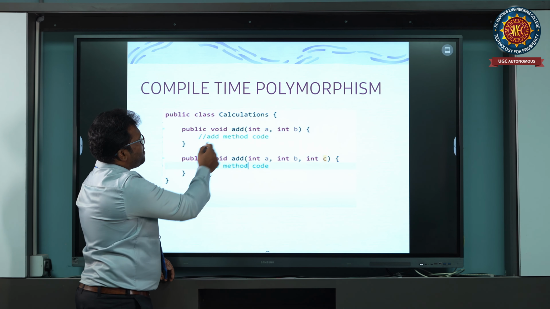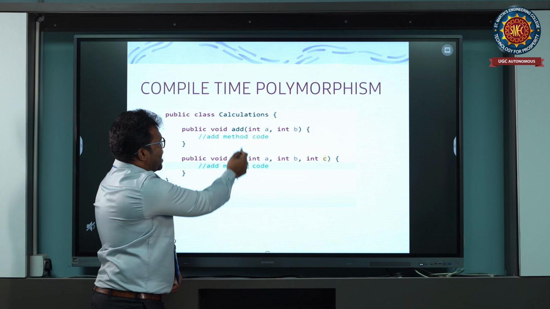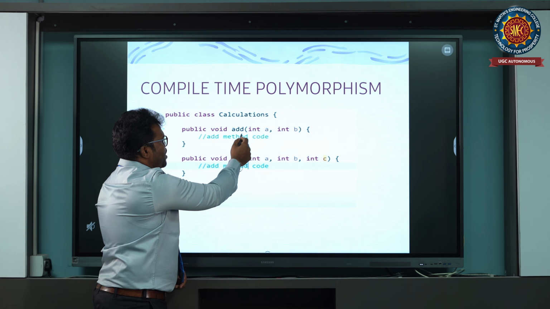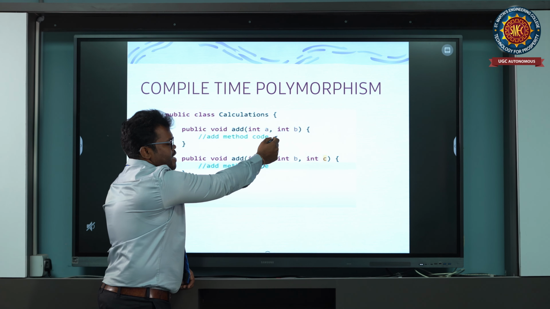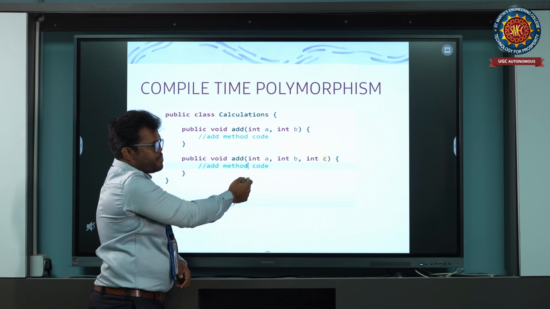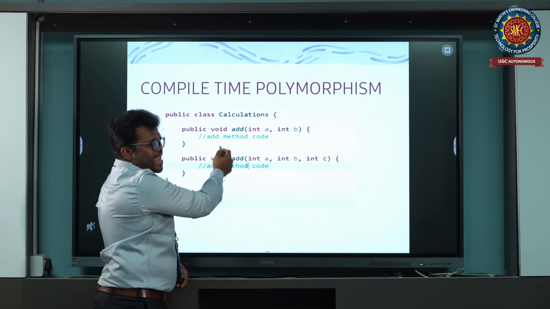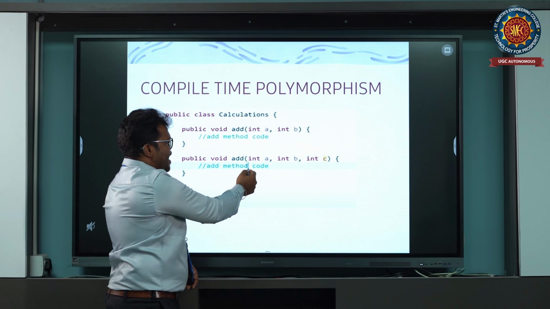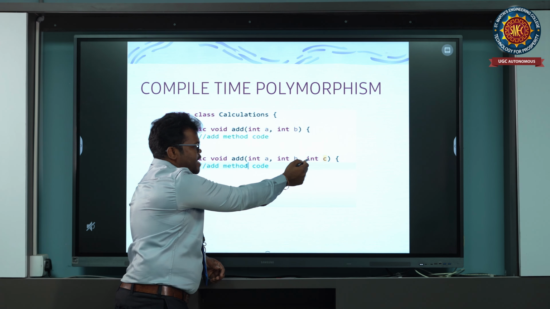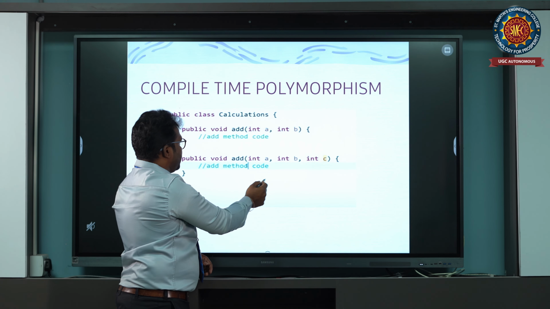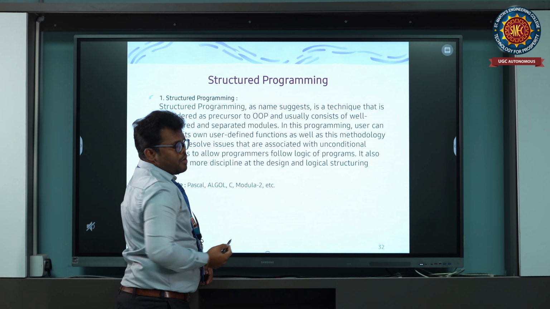Then compile time polymorphism. Public class Calculations is the class name. Then we use public void add method. The add method takes int a and int b. Int means primitive data, int a and int b. This is the add method code. Then public void add method, here add int a, int b and int c. We also create three objects for the add method code.